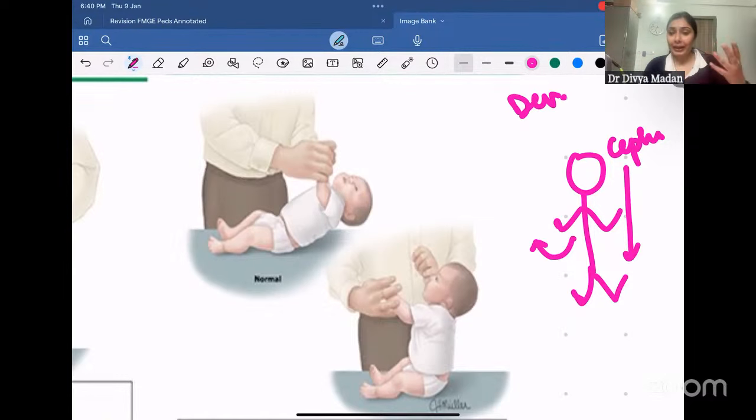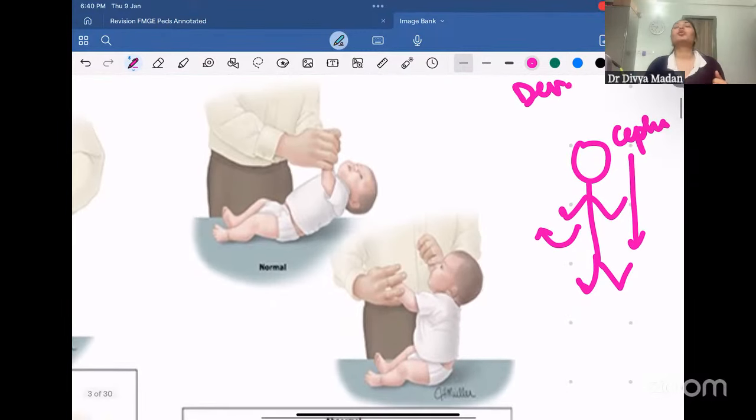We all know that neck holding comes at 3 months of age. So if I do this pull to sit maneuver before 3 months of age, what is going to happen? There's going to be head lag. At 3 months of age, the child will hold the neck in line, and after that, the child will try to sit.